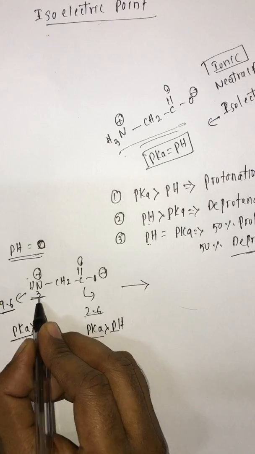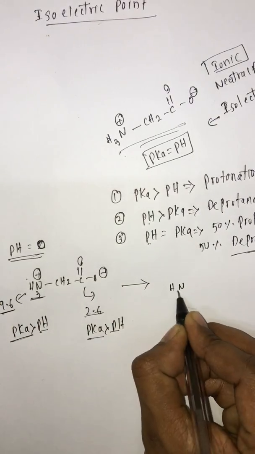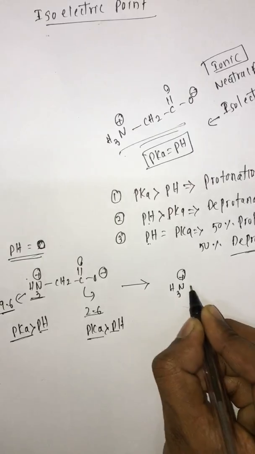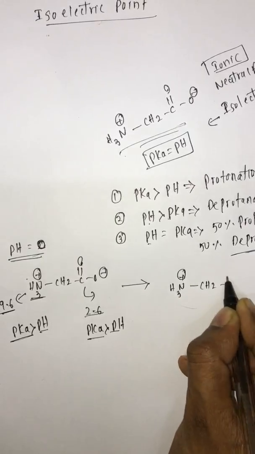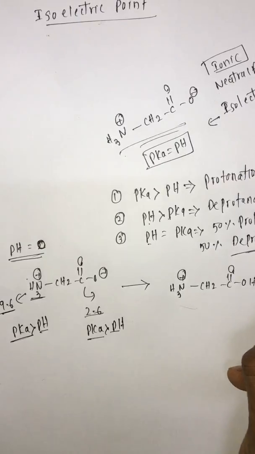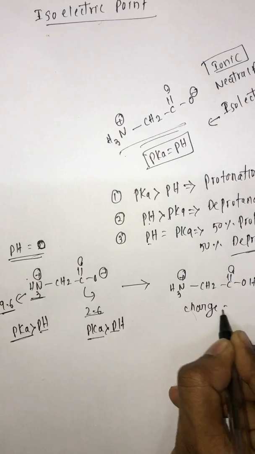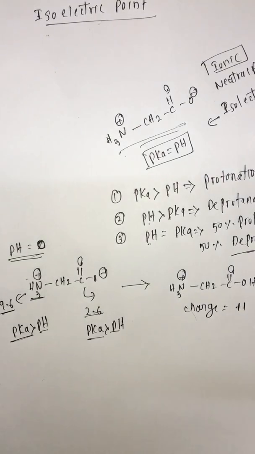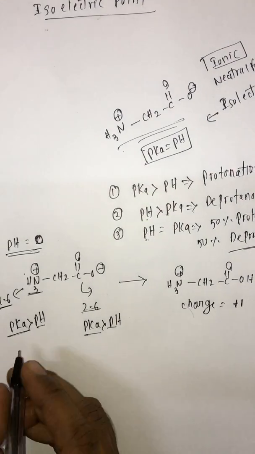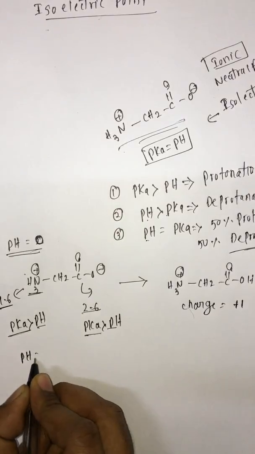This is already protonated, so here we cannot protonate, only this can get protonated. NH3+ CH2 COOH, and here the charge will be plus 1. And then the next possibility, we will take a higher pH, like pH equals 10.